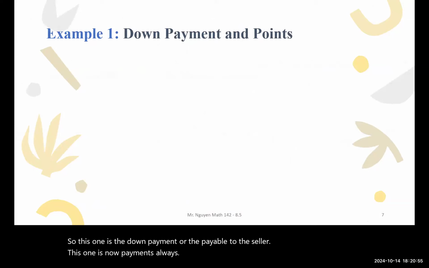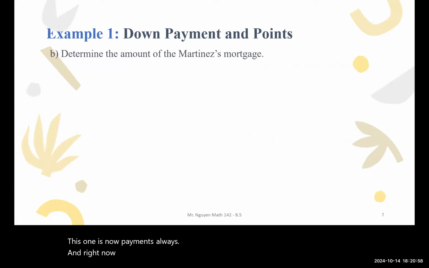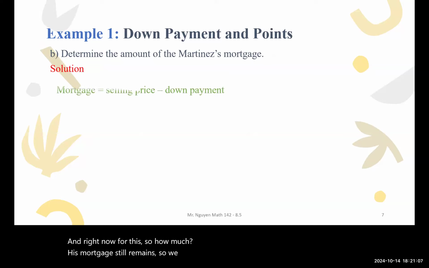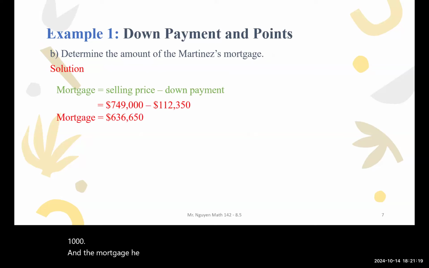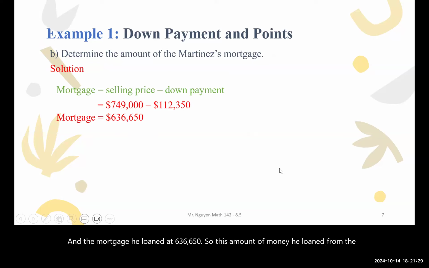And right now, how much of his mortgage still remains? We have 749,000 minus 100-something thousand, and the mortgage he loaned is 636,650. This is the amount of money he loaned from the bank at 2%.